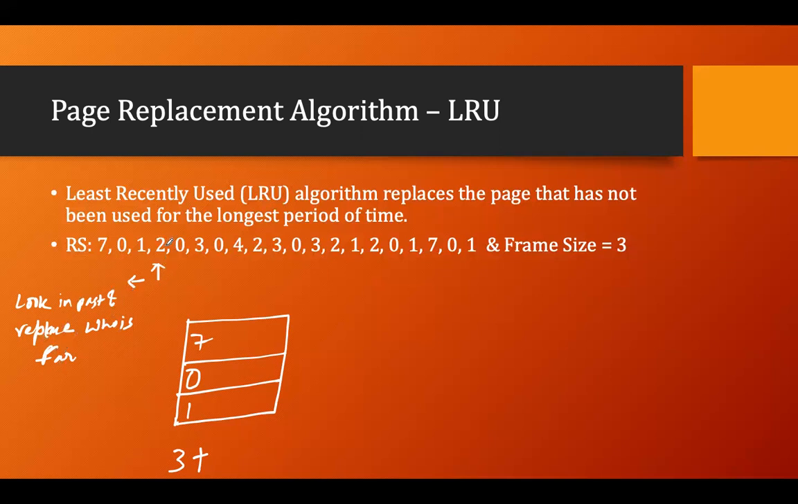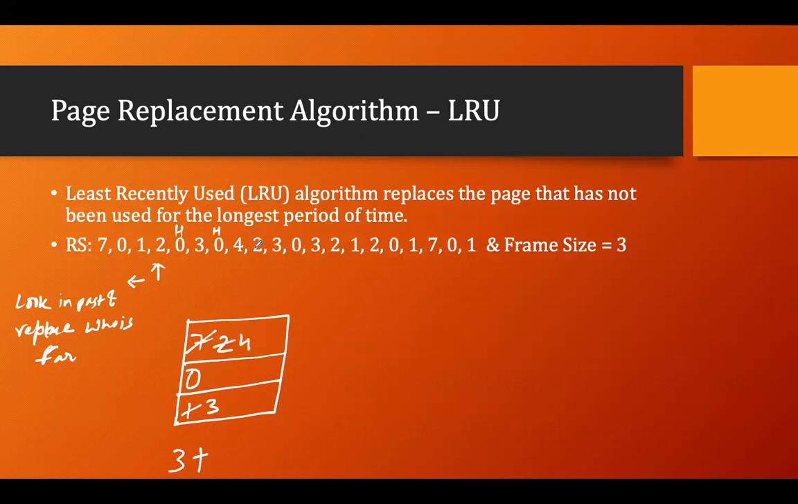Now if we talk about 2, we have to put 2 here, but which has to be replaced? Look at the past. 1 is there, 0 is there, but 7 is very far, so we replace it. Then 0, 0 is a hit. 3, we have to replace again. So 0 recently used, 2 recently used, 1 we have to replace with 3. Then 0, 0 is there, a hit. 4, we have to replace something. So 0 is there, 3 is there. So 2 has to be replaced with 4.